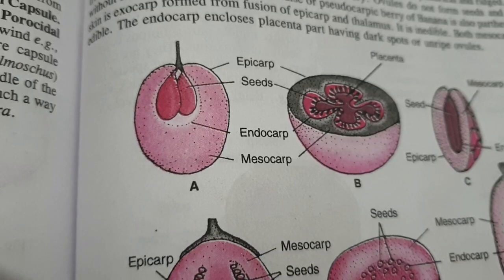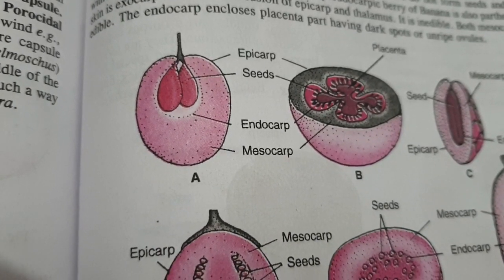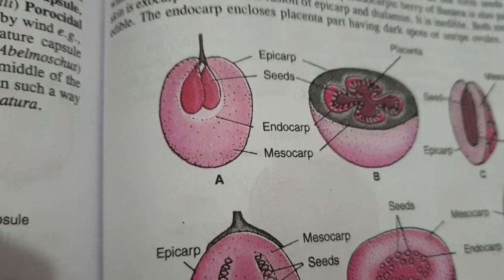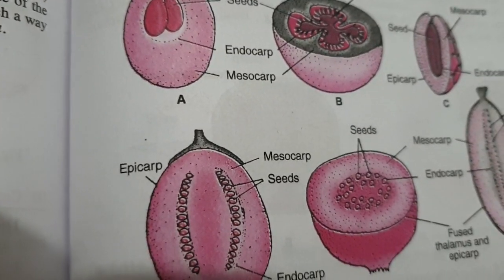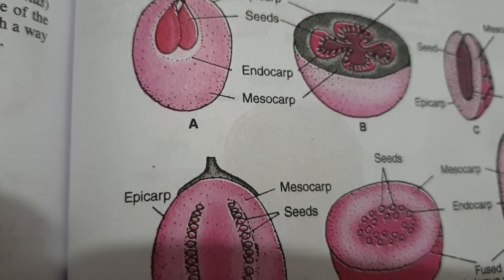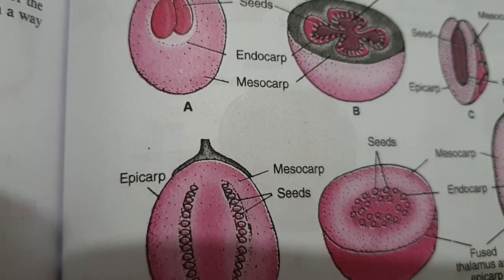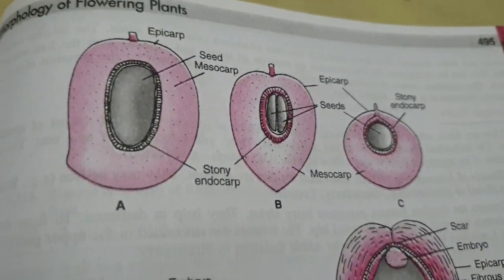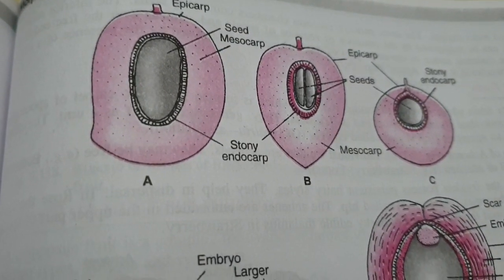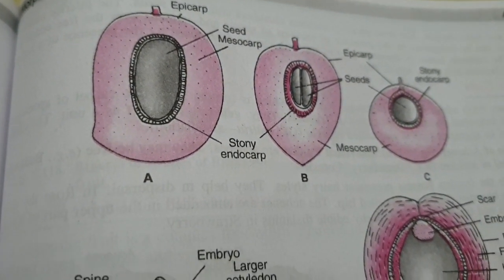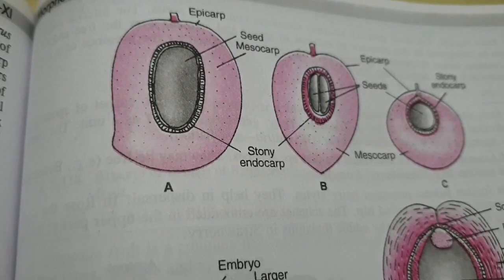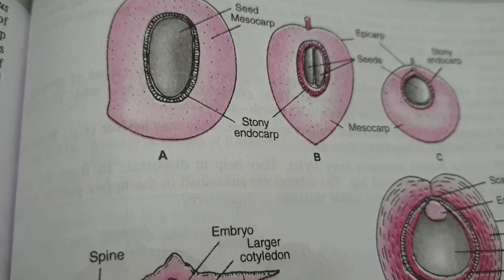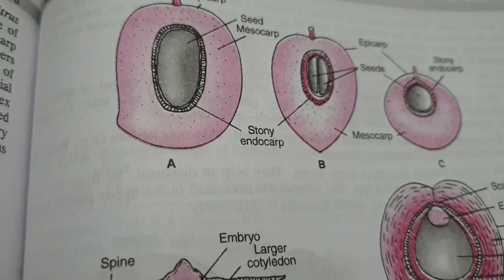Okay, then here again we find pepo, which is false berry. Okay, where exocarp does not separate from the mesocarp, as for example the cucumber. Then hesperidium, it is a many chambered fruit, each chamber covered by papery endocarp, as for example lemon. Then drupe. Drupe is a stone fruit. Here the pericarp is divided into 3 layers: epicarp, mesocarp and endocarp. Okay. Here endocarp is stony, as for example mango.